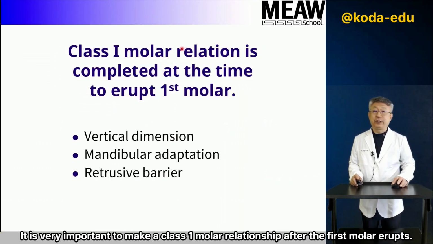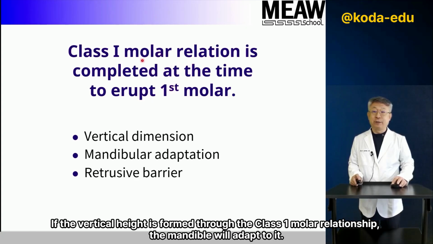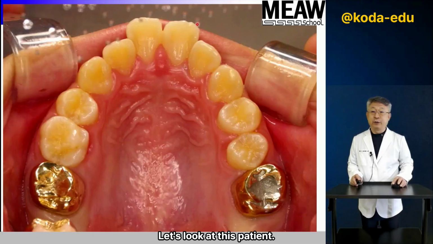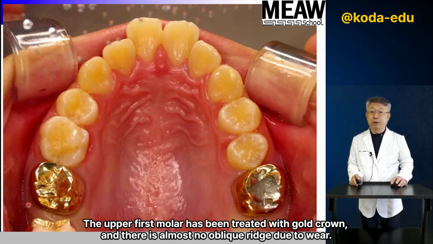It is very important to make a class 1 molar relationship after the first molar erupts. If the vertical height is formed through the class 1 molar relationship, the mandible will adapt to it. Then a retrusive barrier is formed. Let's look at this patient. The upper first molar has been treated with gold crown, and there is almost no oblique ridge due to wear.